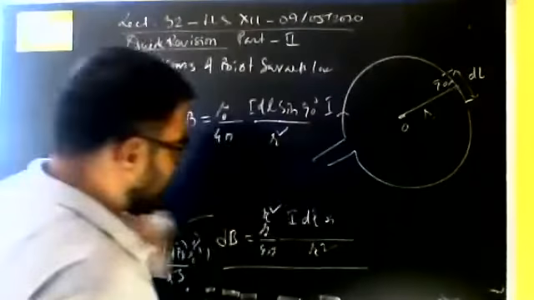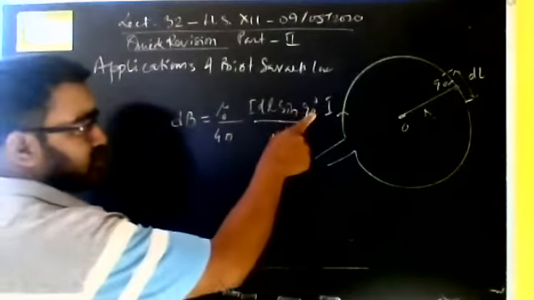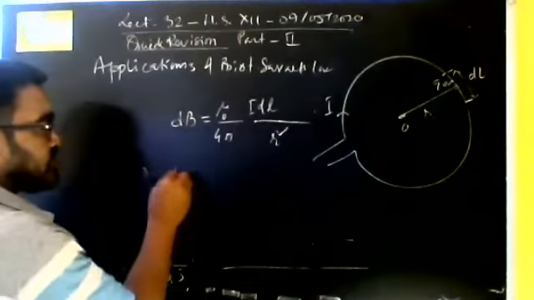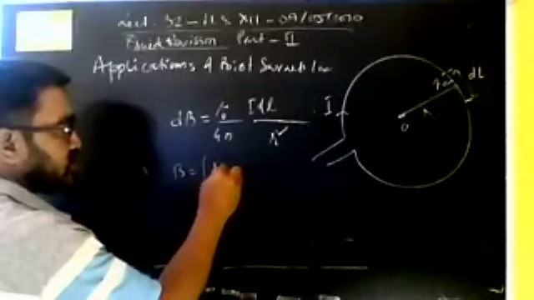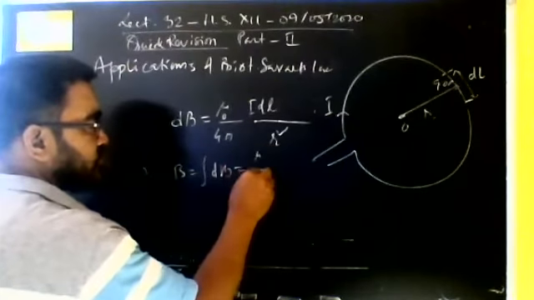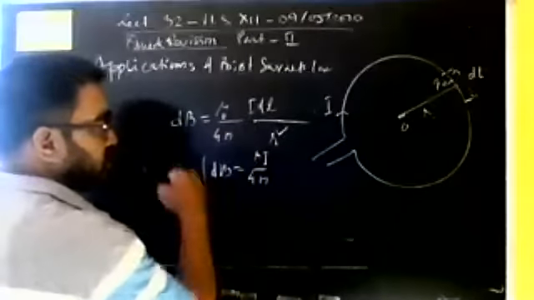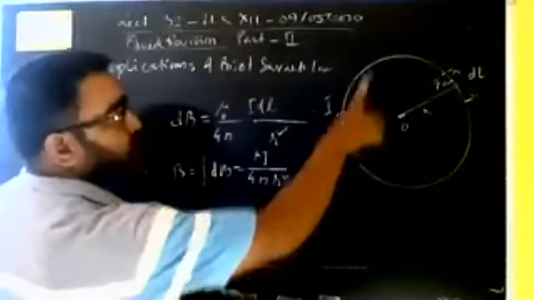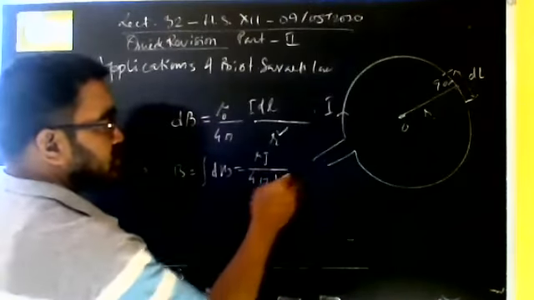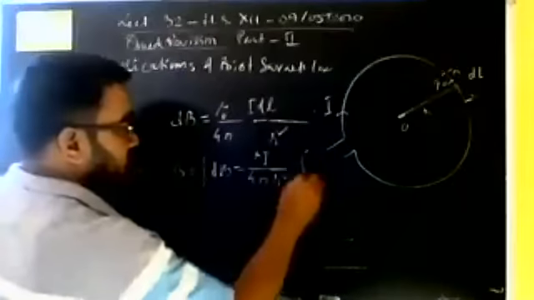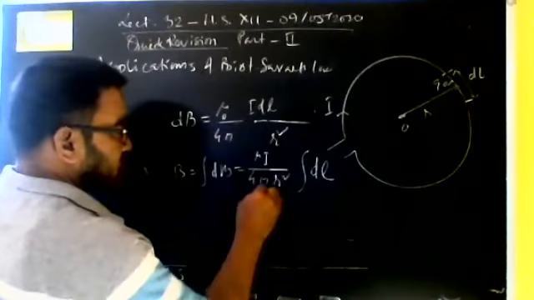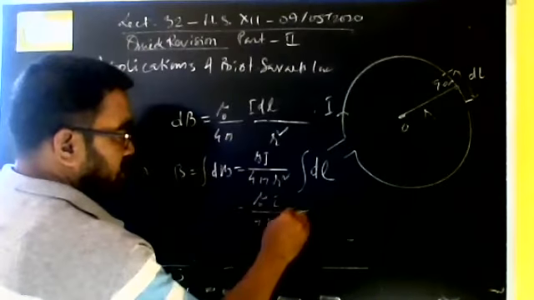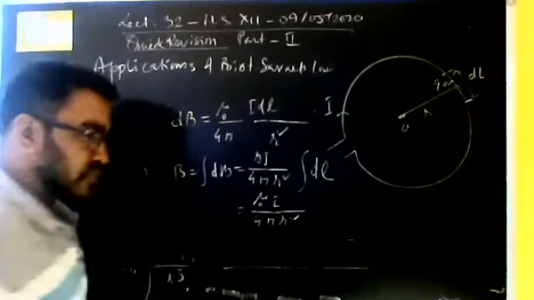So if you put the value of sin 90, what will you get? This. So therefore B is equal to the integral of dB, mu naught by 4 pi. I is constant, so it comes out. And r square is constant; for a circle, r is constant, so r square is constant. So the only thing left is dl, so you have to integrate dl. Mu naught I by 4 pi r square. What is the value of the integral of dl?